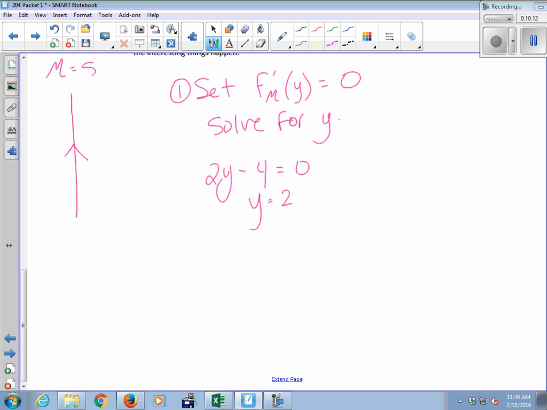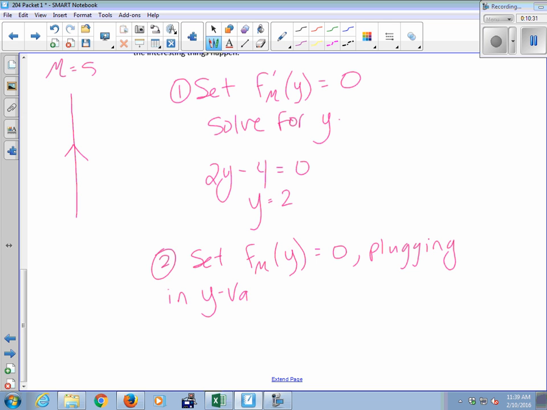And then step 2 is set the original f mu, not its derivative, but just f mu, equal to 0, plugging in the y value from step 1, and solve for mu.